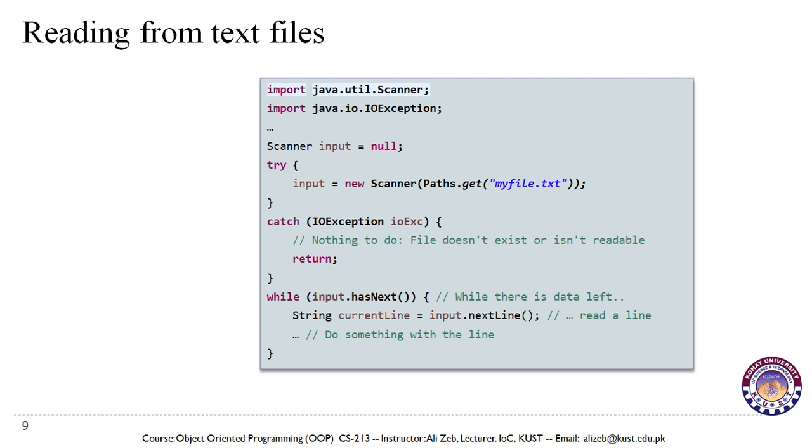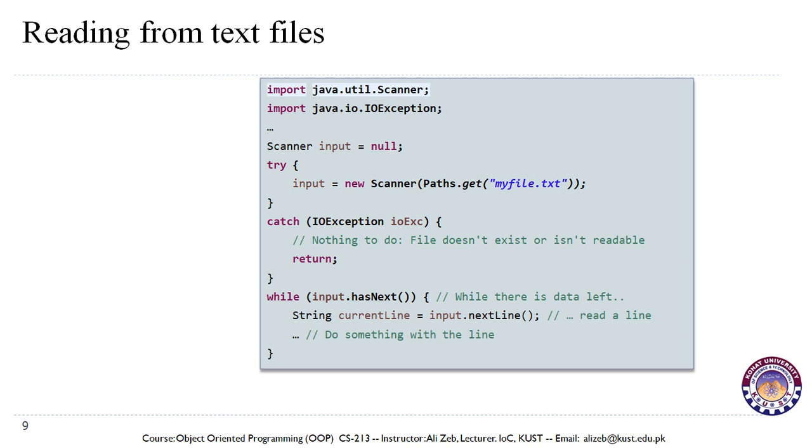Now let's look at the sample code for how we can read from a text file. Reading from a text file is quite easy. We have been using the scanner class and an object of the scanner class to take input from the user. Similarly, we can use the scanner class or an object of the scanner class to read from a file.